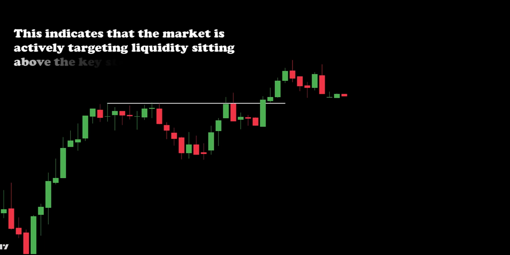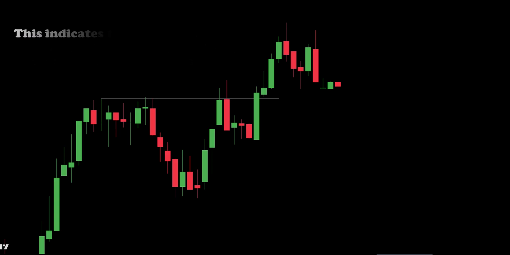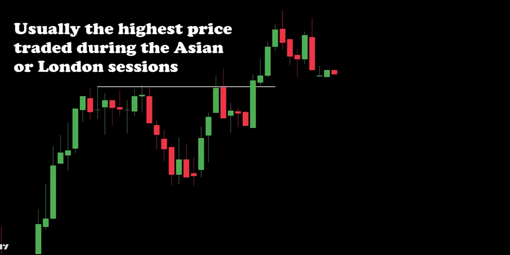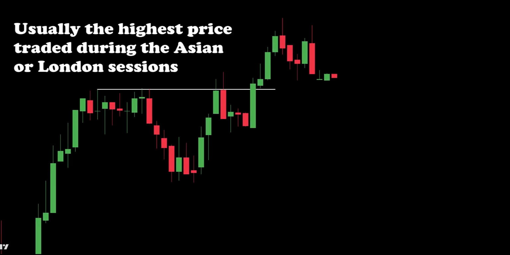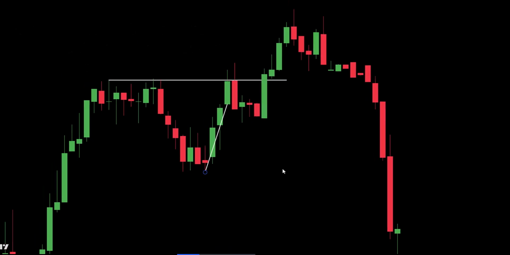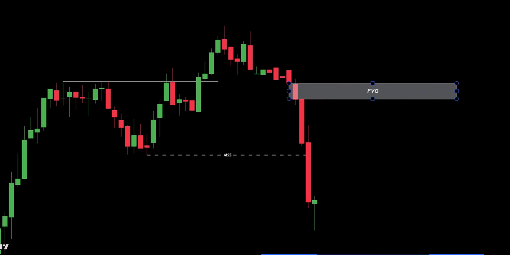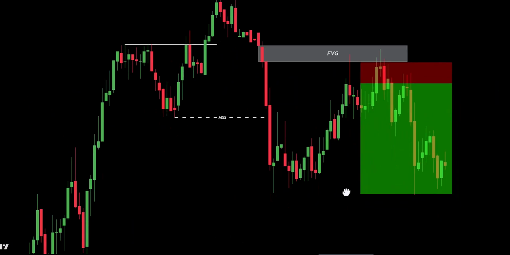This indicates that the market is actively targeting liquidity sitting above the key structure of the day, usually the highest price traded during the Asian or London sessions. Once that liquidity is cleared, we wait for a market structure shift that turns bearish, hinting at a potential reversal. This confirms the up move is likely ending, and sellers are stepping in. That's when we hunt for a fair value gap, the sweet spot for a short entry.